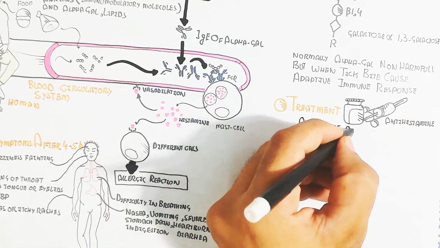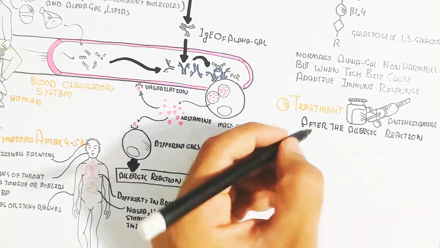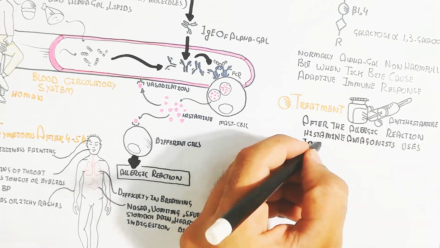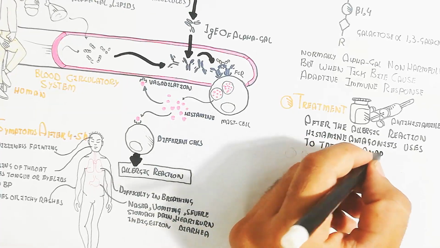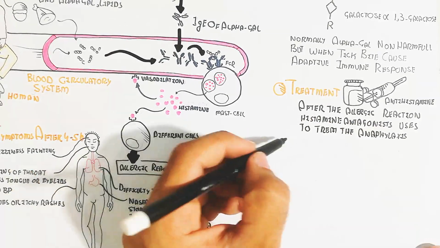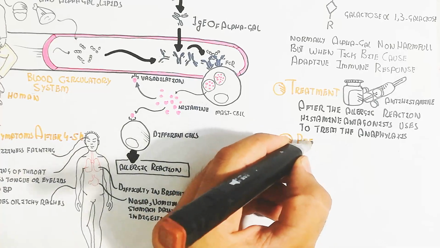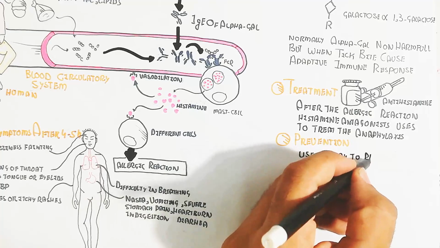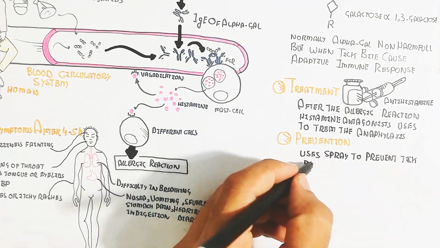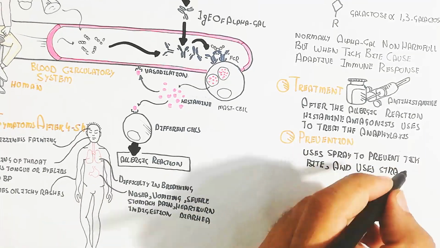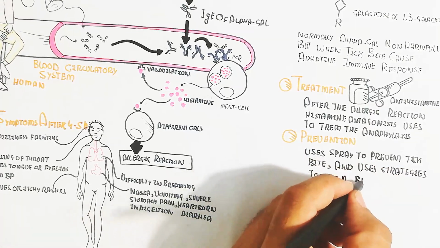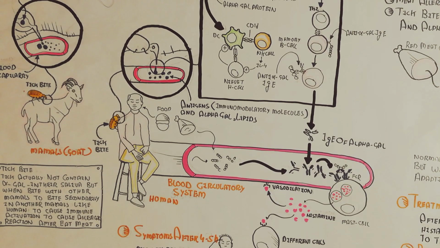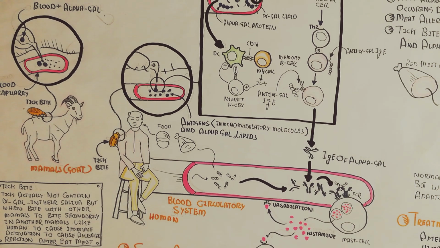The treatment is antihistamine, and after the allergic reaction, histamine antagonists are used to treat anaphylaxis as well as the red meat allergy. Prevention is very simple. Use spray to prevent tick bites, and use strategies to stop biting if it has not bitten the first time. Whenever the tick bites again and again, that will lead to red meat allergy, but one time is not enough.